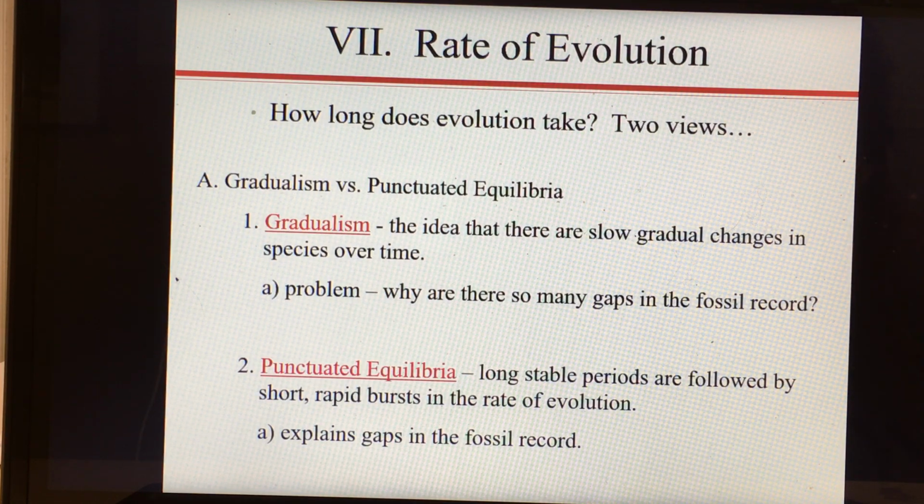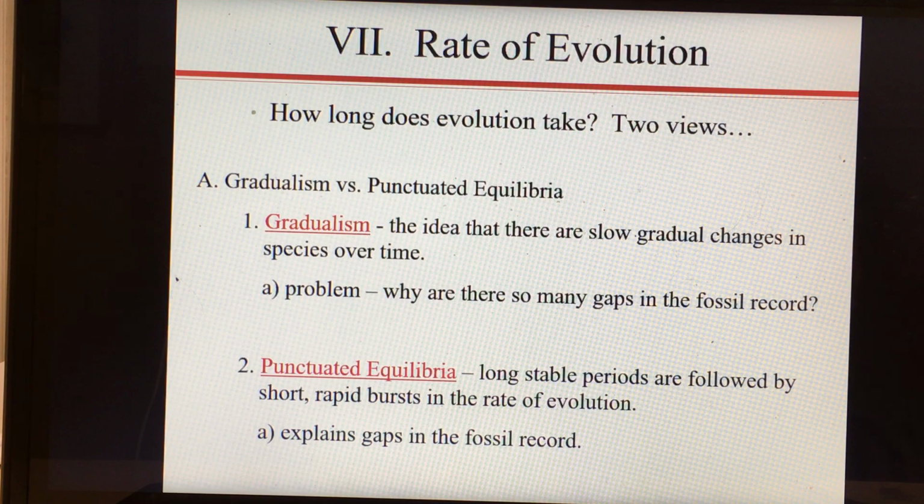But just because something dies in a location doesn't mean that all the right conditions will occur to create a fossil. So we're going to be missing fossils. We're going to be missing evidence and pieces of evidence. And the one thing that I always wondered as a student is, couldn't both of these be true? Couldn't sometimes there be slow, gradual changes and have that followed by short, rapid bursts in the rate of evolution? I don't see why not.